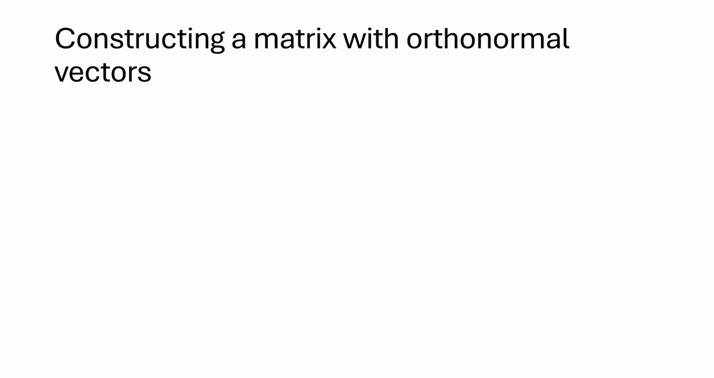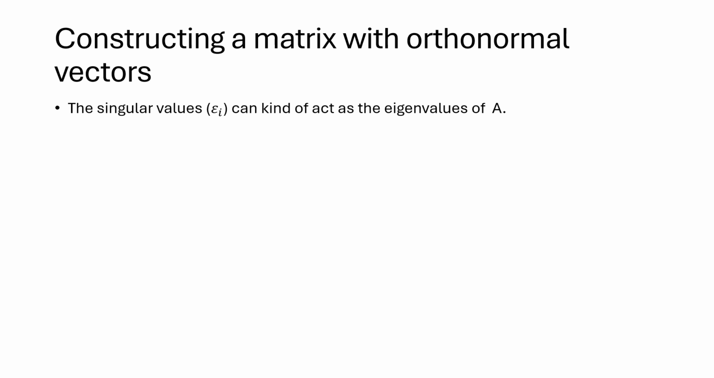So to do that, what we need to first do is construct a matrix with orthonormal vectors. So let's start off with the singular values. And we need to realize that they kind of act as the eigenvalues of A. They don't really act like eigenvalues of A, but they kind of do. I'll show you guys how that works because it's pretty cool. It's not the way you've seen it before, but it's pretty cool. I'll show you guys. But to show you guys, let's start off by establishing some parameters.